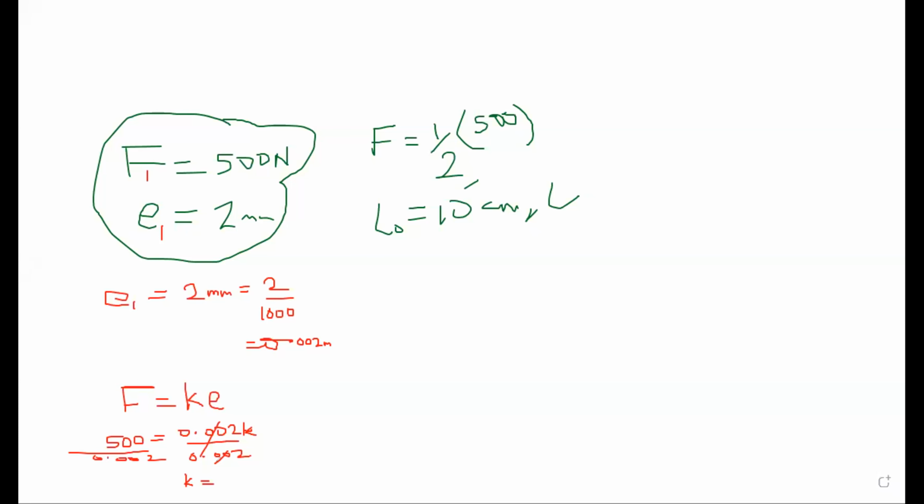Yes, people are giving me 25, 1,000 shillings. So it's 25, and the units are, because force is in newtons and the extension is in meters, so the K there will be newton and meter. Someone is giving me wrong answers. It is 250, so there is a zero missing here. 250,000 newtons per meter.